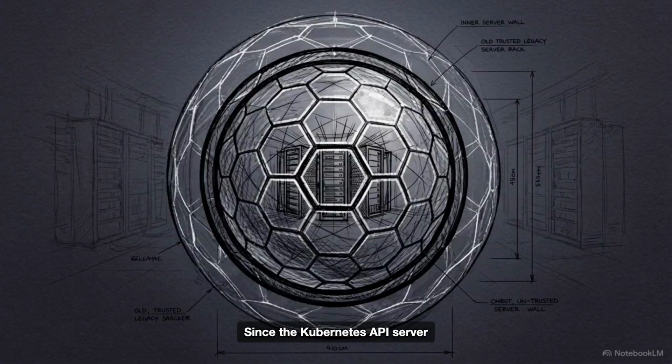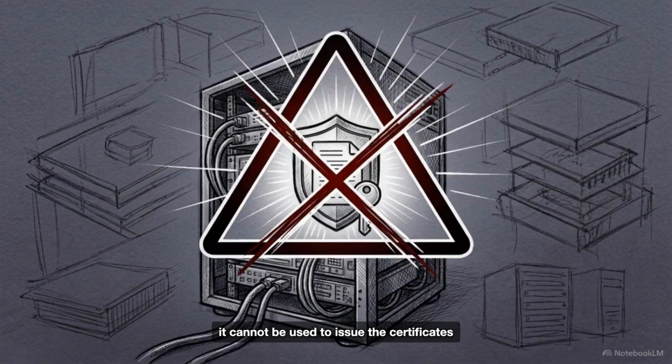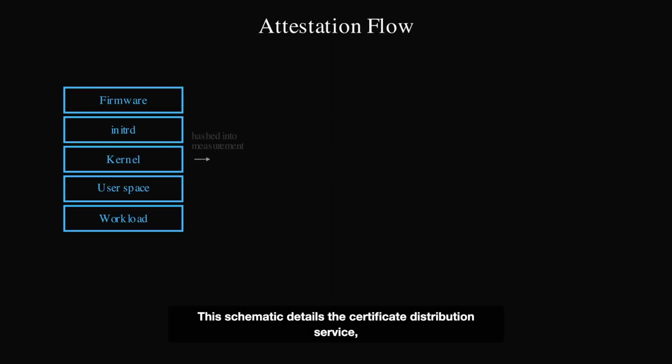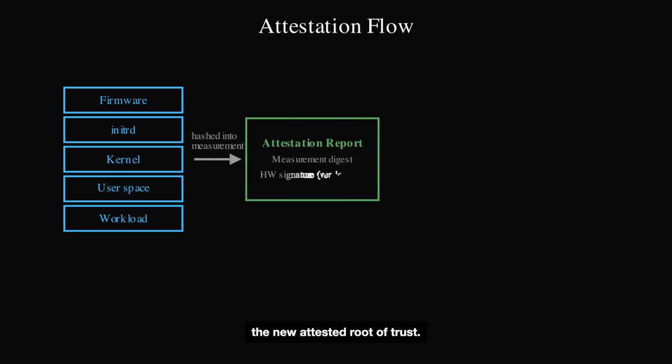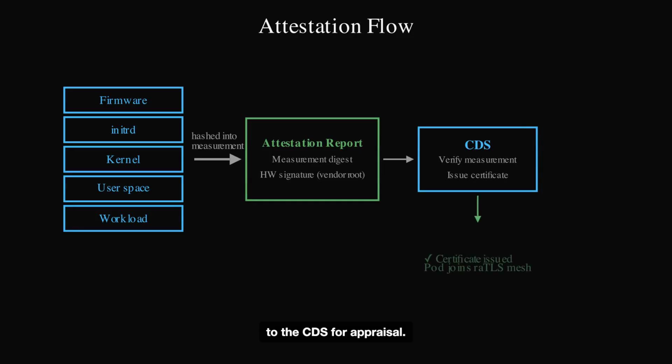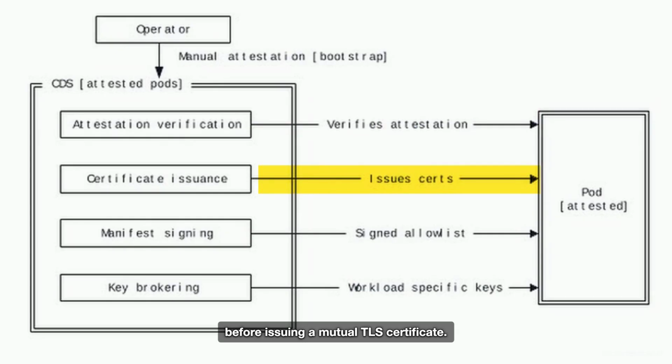Since the Kubernetes API server is outside the trust boundary, it cannot be used to issue the certificates required for secure internal communication. This schematic details the certificate distribution service, the new attested root of trust. A booting pod submits its hardware attestation to the CDS for appraisal. The CDS verifies the signature and code measurement before issuing a mutual TLS certificate.